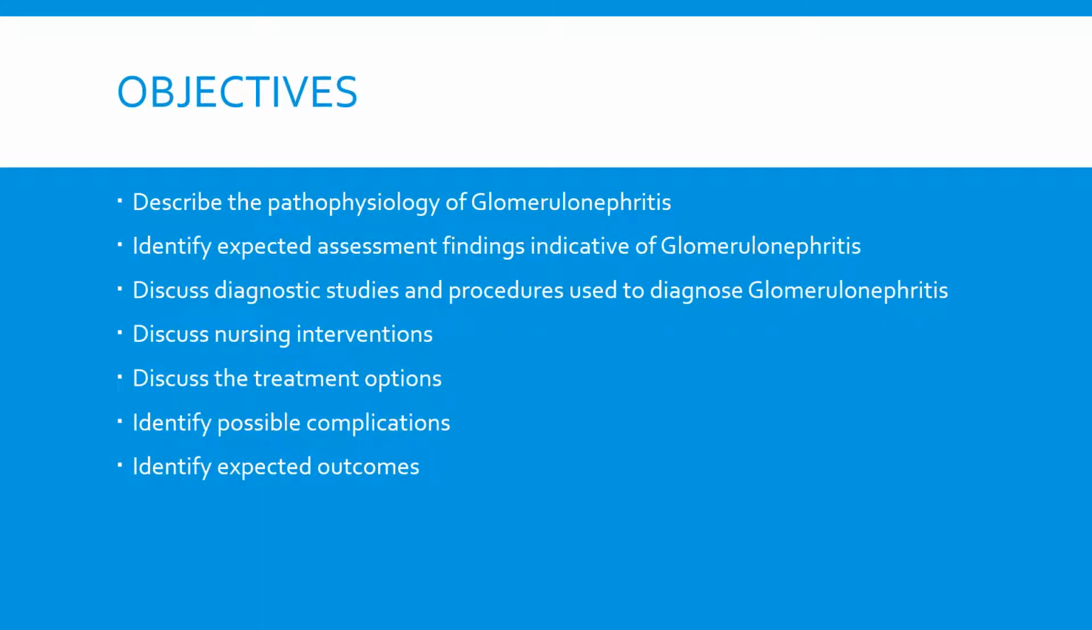My objectives for this presentation include: describe the pathophysiology of glomerulonephritis, identify expected assessment findings indicative of glomerulonephritis, discuss diagnostic studies and procedures used to diagnose the disorder, discuss nursing interventions, discuss the treatment options, identify possible complications, identify expected outcomes.